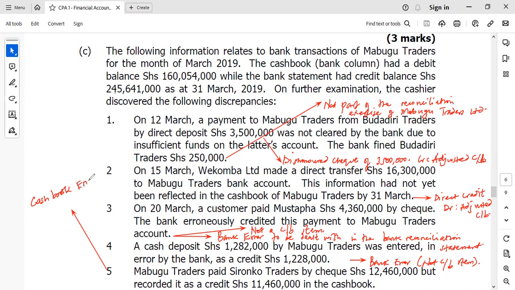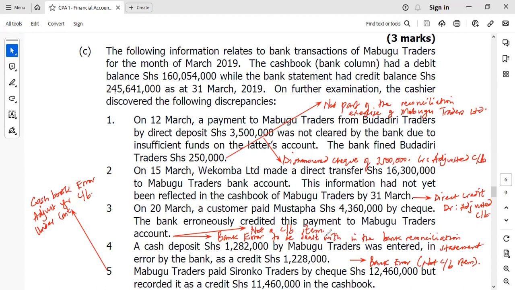This is a cash book error. Adjust your cash book. It was a payment to local traders by check of 12,460, but it was recorded as a credit of shillings 11,460 in the cash book. Yes, it should be a credit, but there was an undercast. Adjust your cash book. There was an undercast.